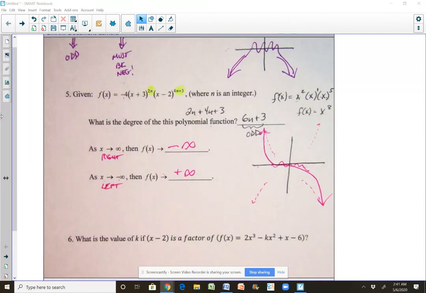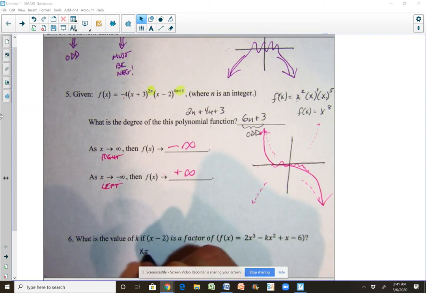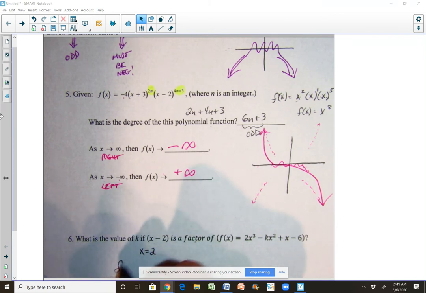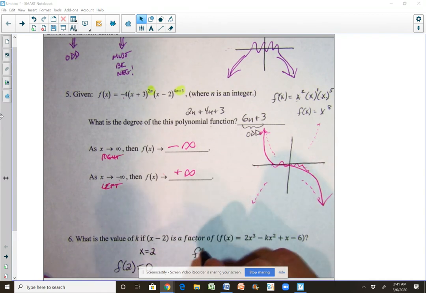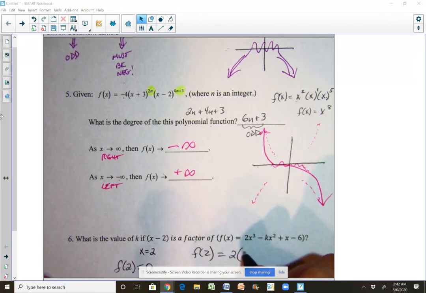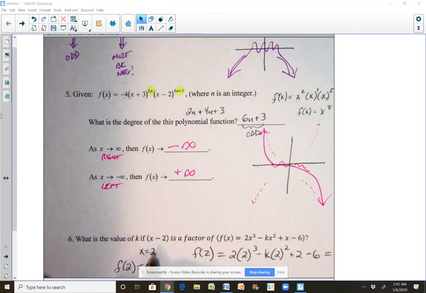All right. Let's see if we can get through this next one. Probably finish this one before the next break. If x minus 2 is a factor, that means we know that x equals 2 is a root. So we know that f of 2 has to come out to be 0. They're giving us the function here. If I know that f of 2 has to be 0, I can substitute 2 in for x: 2 times 2 cubed minus k times 2 squared plus 2 minus 6. And I know all of that has to be 0 because 2 being a root means the graph has to equal 0, and that comes from knowing x minus 2 is a factor of this.